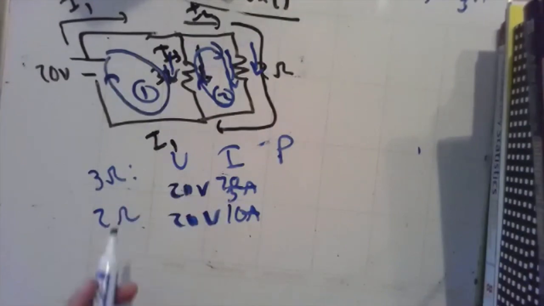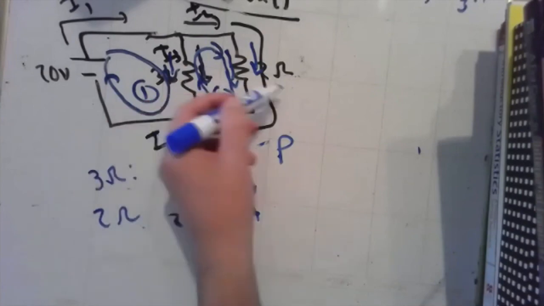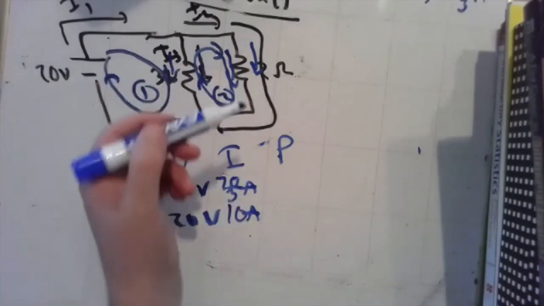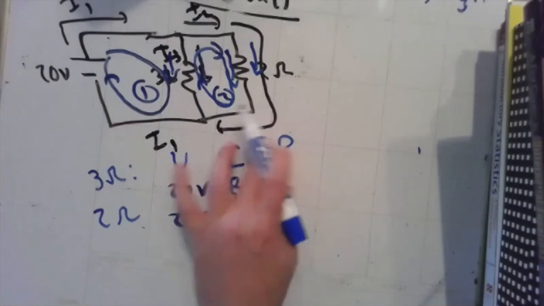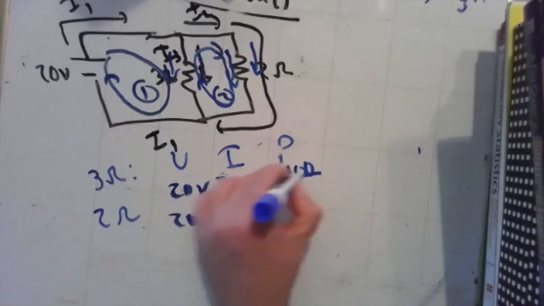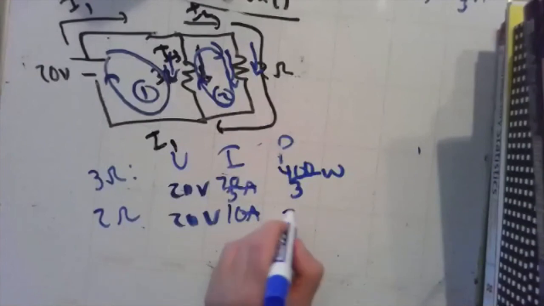That shouldn't surprise us. In parallel, everybody gets the same voltage. We have two resistors in parallel here. I have a 20-volt battery. Everybody gets 20 volts. You split the current in parallel. You split the voltage in series. And then we find our power, we just multiply across. That would be what? 400 over 3 watts and 200 watts.